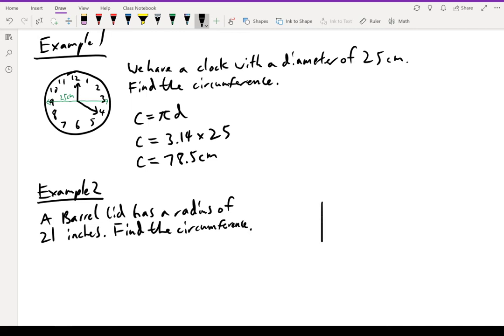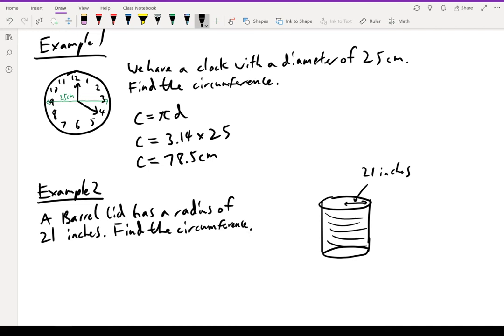Let me just quickly sketch this barrel. It's a pretty big barrel with a radius of 21 inches. I don't know what it's holding. Maybe it's some oil that's going to be transported to another country. And so we want to find the circumference.